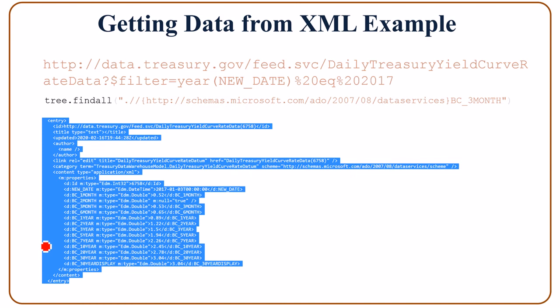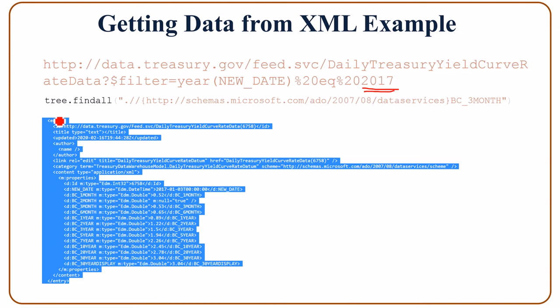This is a real example. The link gives the daily treasury yield curve rate data. If we change the year, instead of 2017, we write 2020 or 2019, we have the corresponding data in that year.